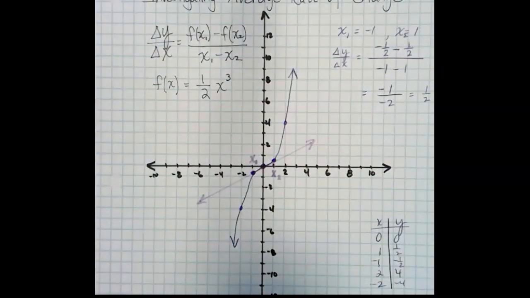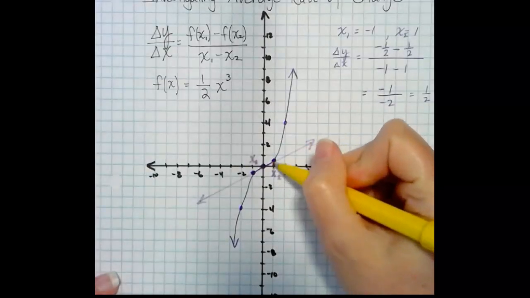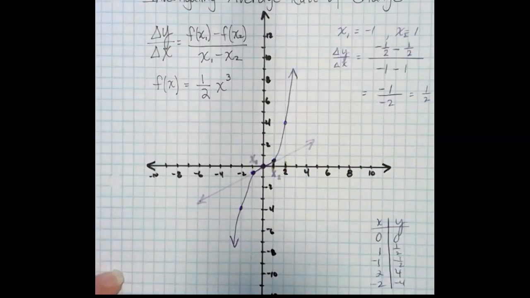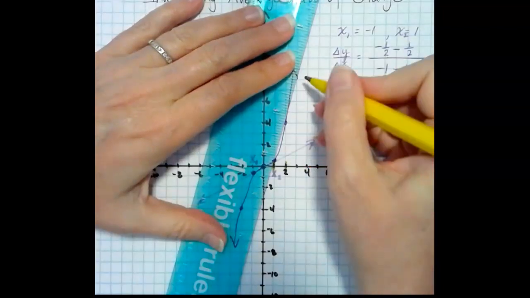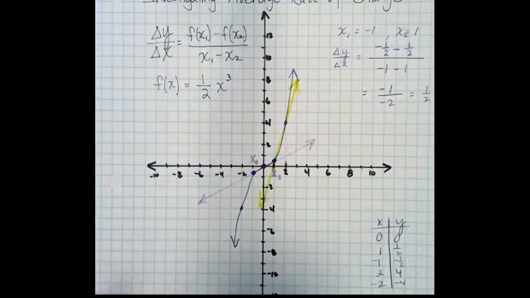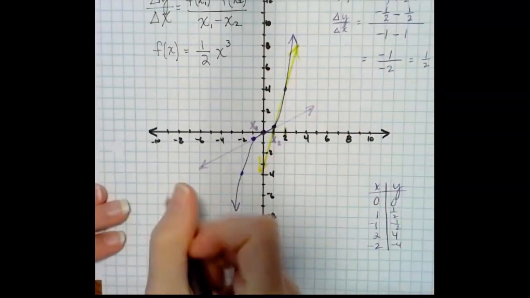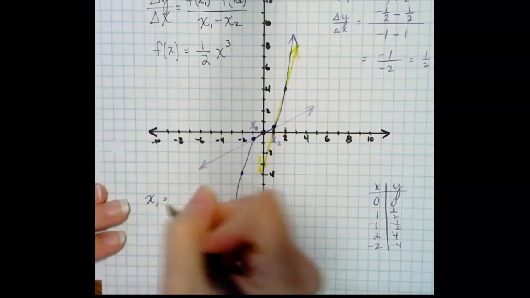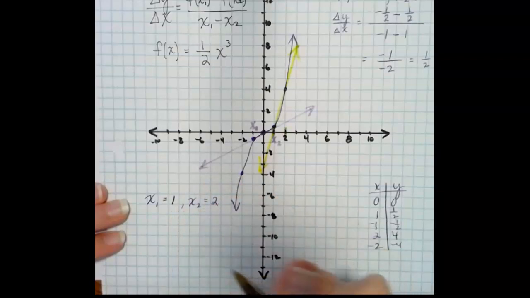But let's compare that to what the average rate of change will be when we go from, let's say, 1 to 2. So now, different values, different secant line, much different average rate of change. So here we go. We got a new secant line, the yellow one, much steeper. So let's see, I think I'll fit that right down here. So now we're looking when x sub 1 equals 1 and x sub 2 equals 2.